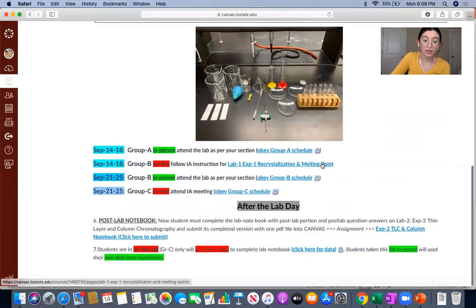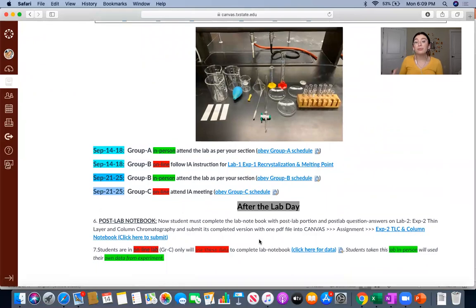Okay, your post-lab notebook. Everyone's post-lab notebook is going to be due on Sunday. Remember that you are working on different labs depending on your groups. So if you're working on recrystallization, turn that one in on Sunday. If you're working on TLC, turn that one in on Sunday, depending on your group. And for Group C, this is the data you want to be using. If you think you understand it and you want to get ahead of the game, go for it. I'm still going to contact you just in case.